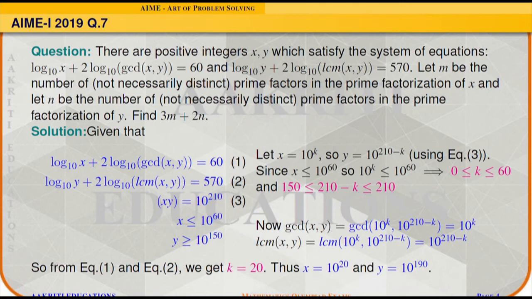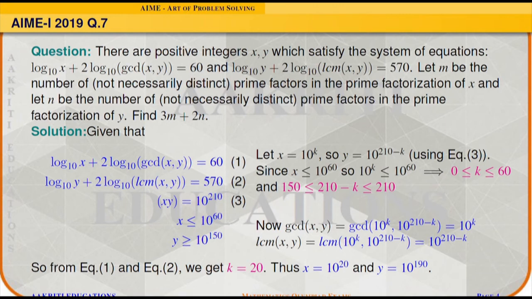Since x is less than or equal to 10 raised to the power 60, it will give k is always less than or equal to 60. And of course, k will always be greater than or equal to 0 because both x and y are positive integers. And this will also give 210 minus k lies between 150 and 210.